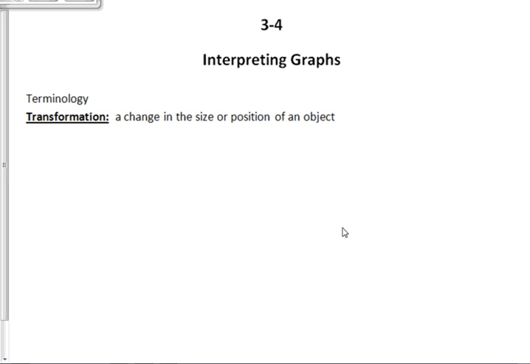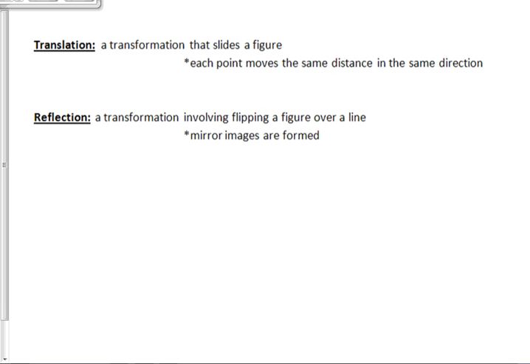Lesson 24, Day 1, 3-4, interpreting graphs on types of transformation. A transformation is a change in size or position of an object or a given graph. In this case, in 3 here, it's going to be some nonlinear graphs.